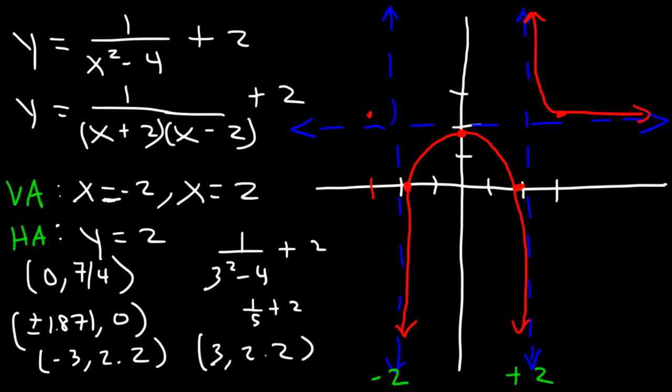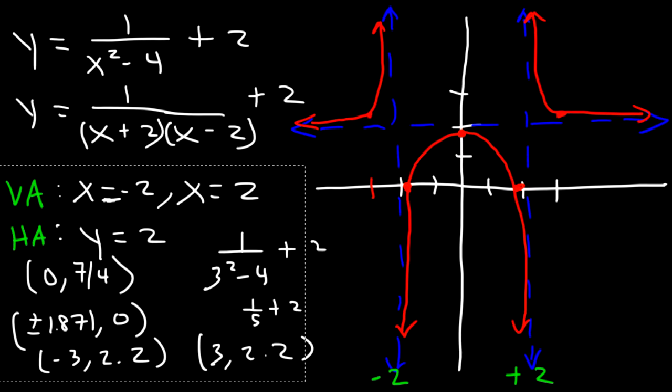It's even with respect to the two vertical asymptotes, and I missed it again. Here we go. So that's the graph of this particular function. That's how it looks. Now the last thing that we need to do is determine the domain and the range.